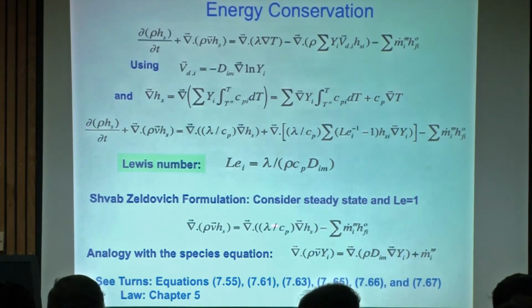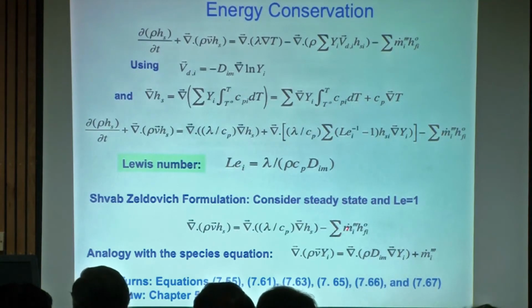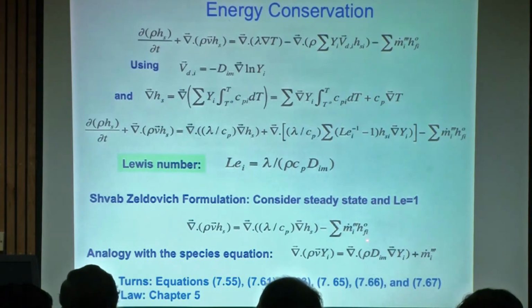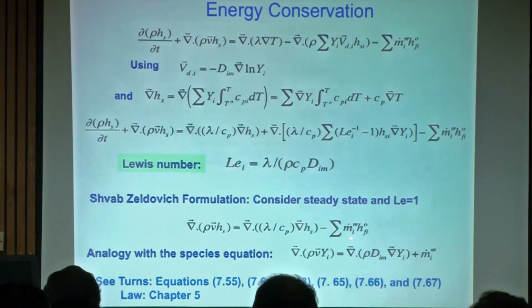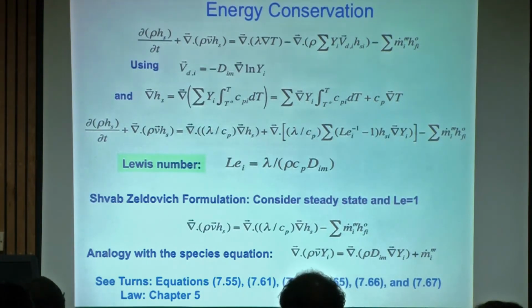And it has a very simple interpretation, right? The rate of change of sensible enthalpy due to flow. This is due to conduction. And this is due to reactions. And this looks very similar to the species equation. It almost looks exactly the same. Then they use a one-dimensional form of this equation, an axisymmetric form, for different cases.